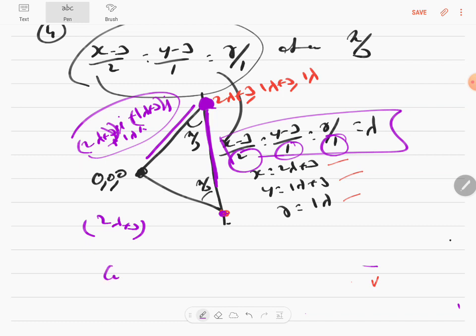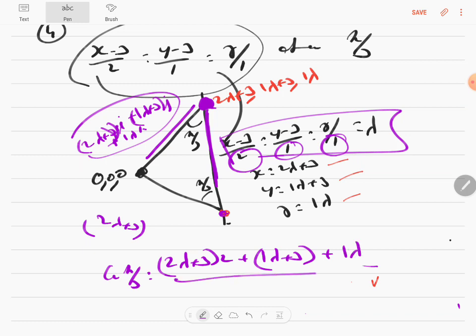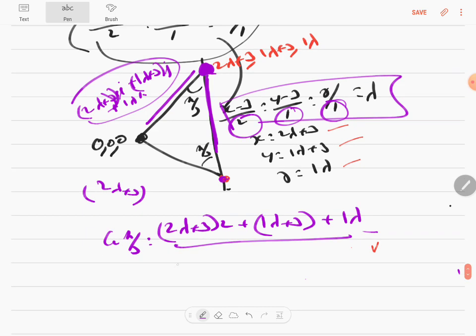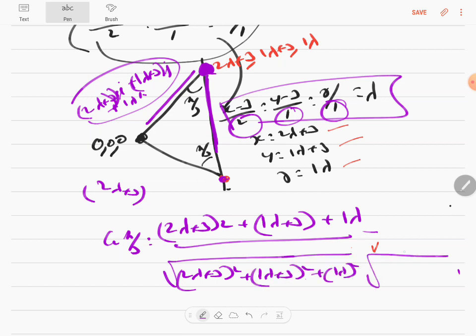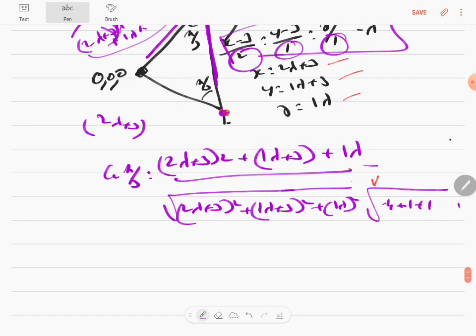And cos pi by 3, which is the angle between the two, is the dot product of the two vectors, which is (2 lambda plus 3) into 2 plus (1 lambda plus 3) into 1 plus 1 lambda, divided by the root of (2 lambda plus 3) whole square plus (1 lambda plus 3) whole square plus (1 lambda) whole square, into root of 4 plus 1 plus 1. So therefore cos pi by 3 itself is 1 by 2.